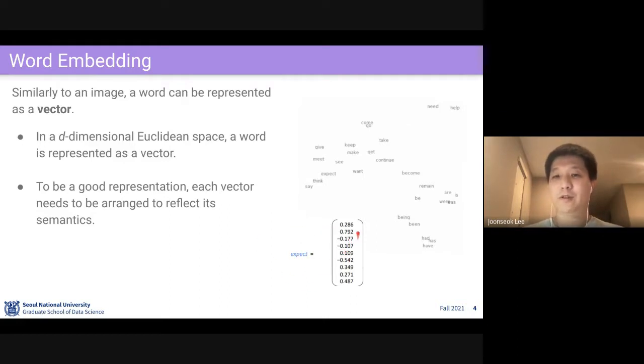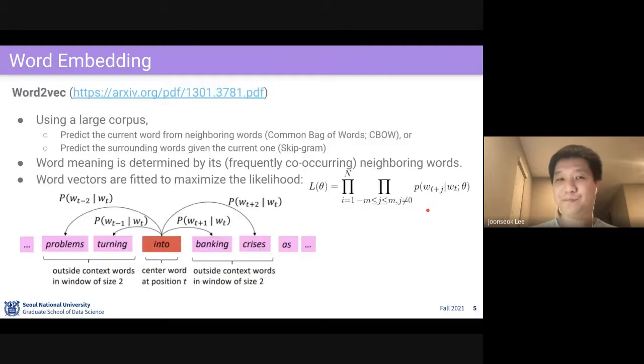Some words like expect are represented by a vector like this, and each of these words appears in some n-dimensional space. That's word embedding. At the beginning of this line of research, Word2Vec and GloVe were the pioneers of this area. This was from 2013, almost 10 years ago. They used a very large corpus, the collection of text data, to predict the current word from its neighboring words, or the opposite, predict the surrounding words given the current one.